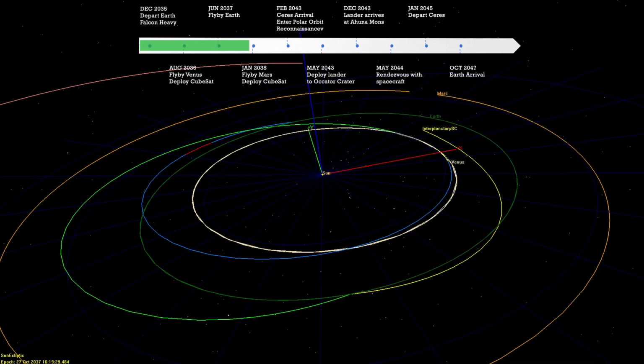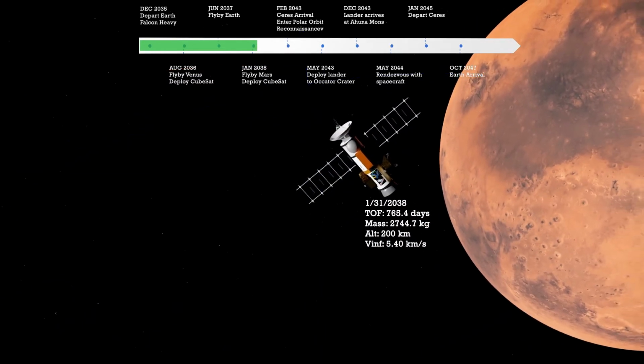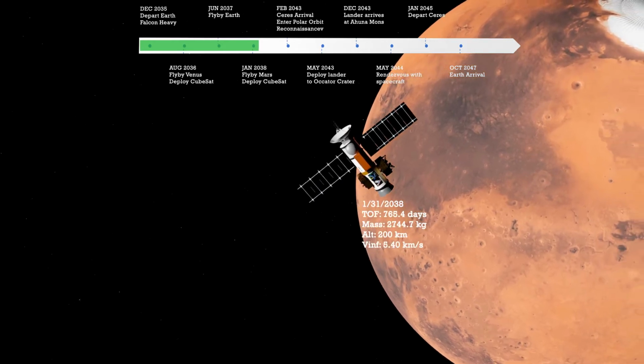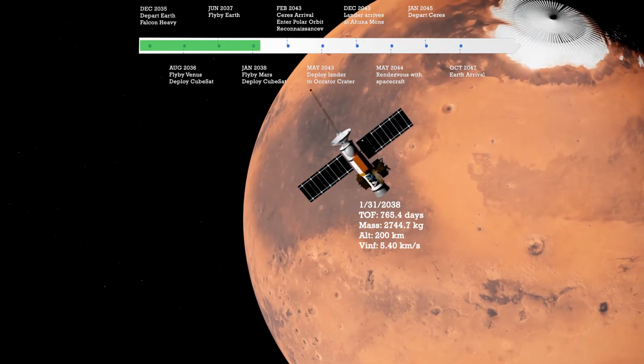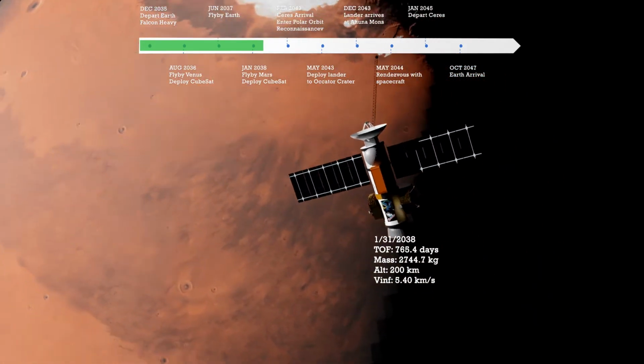After coasting away from Earth, on day 733, the Rocinante fires up its low thrust engine again, but this time it is to conduct a powered flyby of Mars. Similar to the Venus flyby, 100 kilograms of small sats will be dropped off as our ship passes within 200 kilometers of the Martian surface.